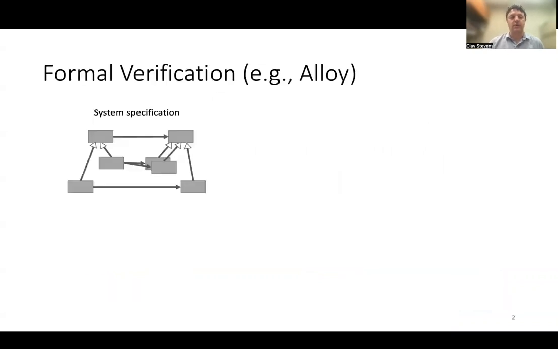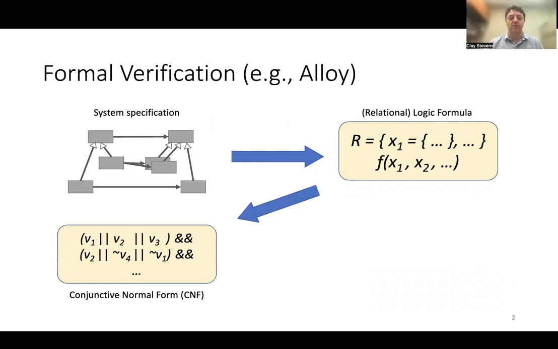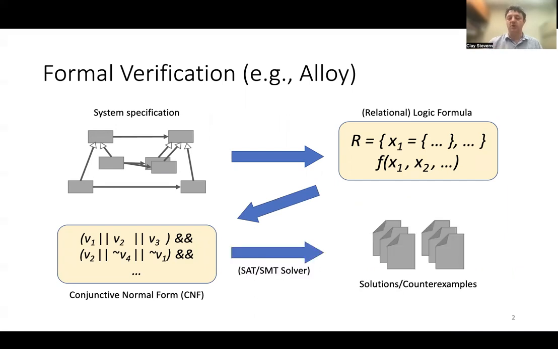As a bit of background, here we're talking about formal verification of systems that often start with some sort of formal system specification. That gets translated into a more formulaic logical representation, which ultimately gets turned into a propositional formula, often represented in conjunctive normal form, which gets fed to an off-the-shelf solver to find any solutions or counterexamples that satisfy the system specification.